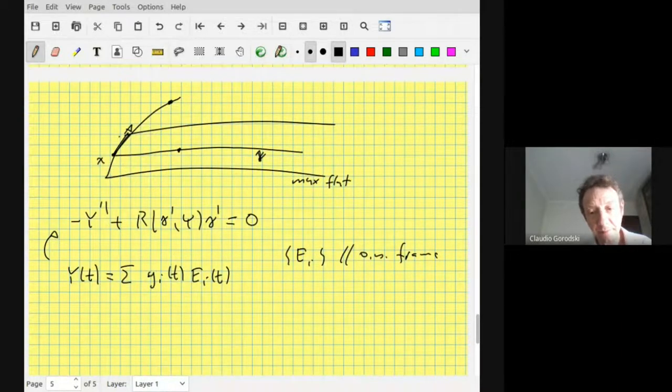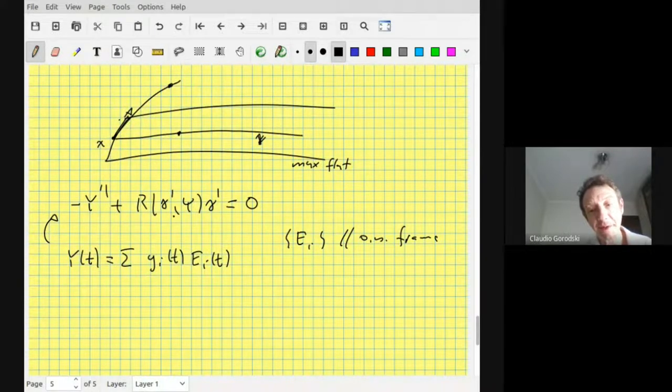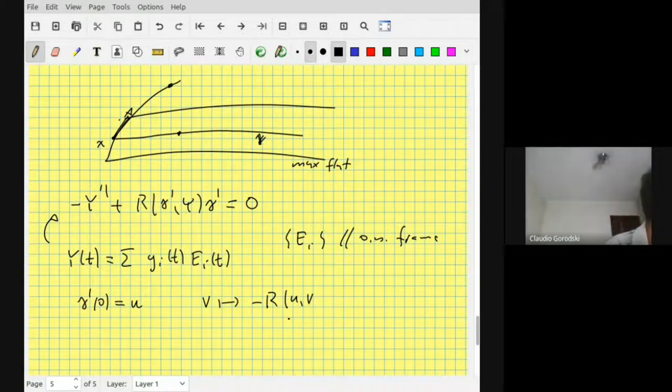So if you compute along an orthonormal frame, it's constant, right? So we can just diagonalize the Jacobi operator, say gamma prime at zero is u, and we have this Jacobi operator. No, the other way around. I think, wait. Yeah. Right.